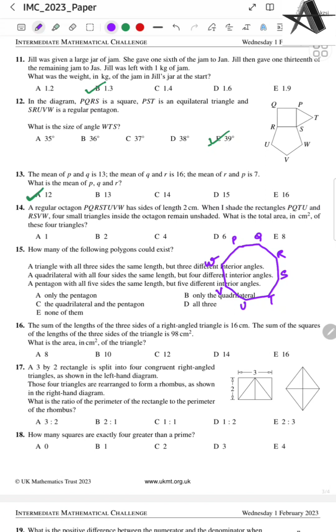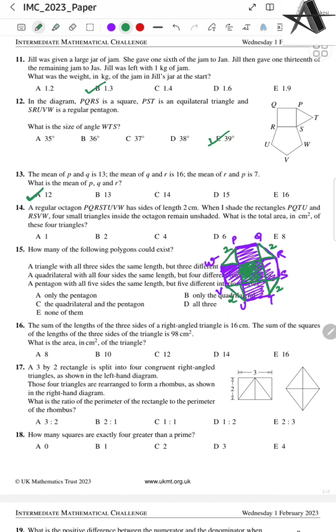We have to shade rectangle PQTU, with PQ and TU, and rectangle RSVW. If we shade them, the unshaded parts would be these triangles that we can see. Since each side is 2 centimeters, this is 2, this is 2, this is 2 and this is 2. Apart from it, this middle section is definitely a square of 2 cross 2.